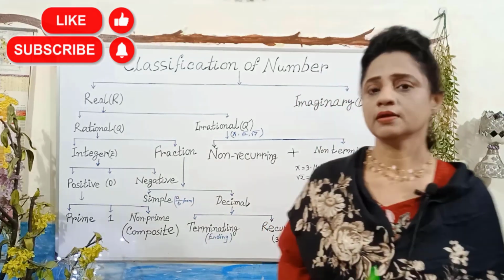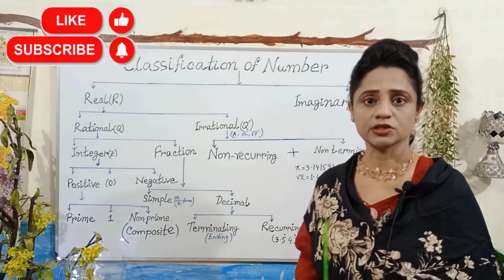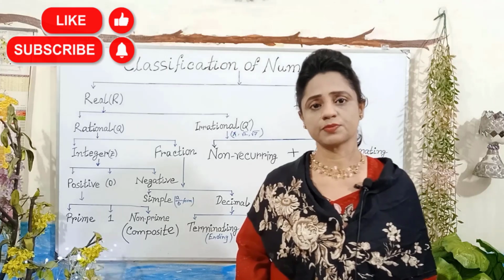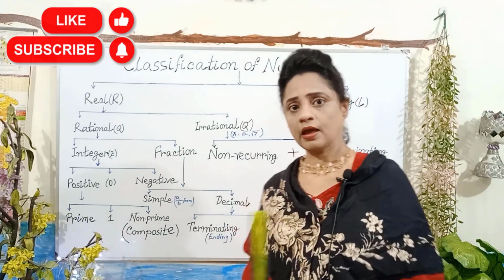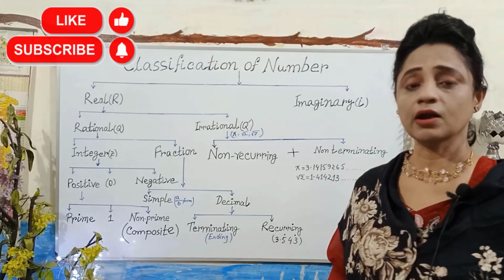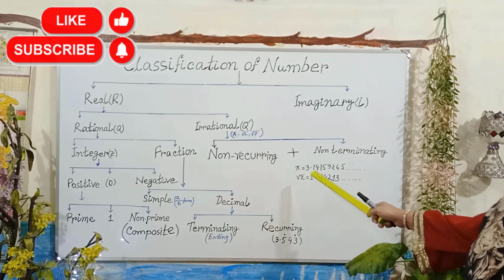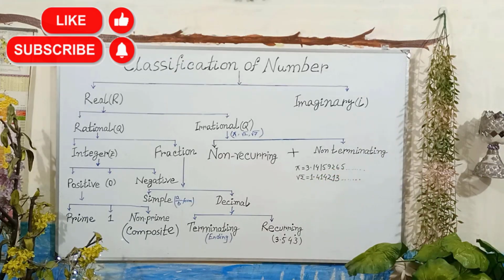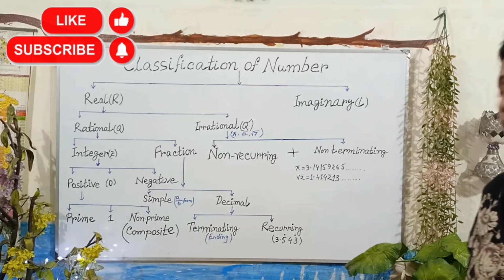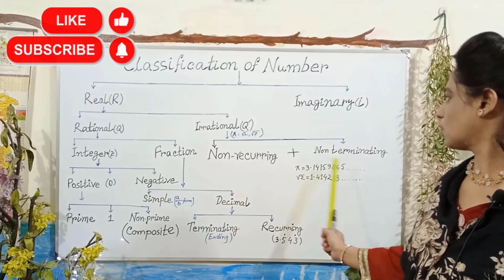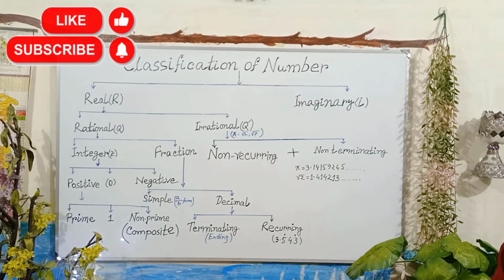Now, let's see the division of irrational number, which is denoted by Q prime. Irrational number cannot be expressed by P by Q form. Like pi. What is the value of pi? 3.1415, 3.14159265, and it goes on that way. It is non-ending and non-recurring. Both non-recurring and non-terminating numbers are irrational numbers.